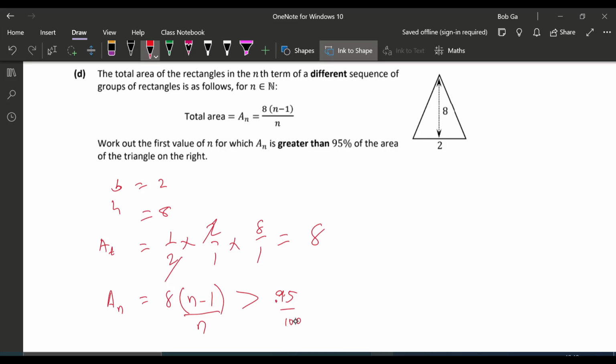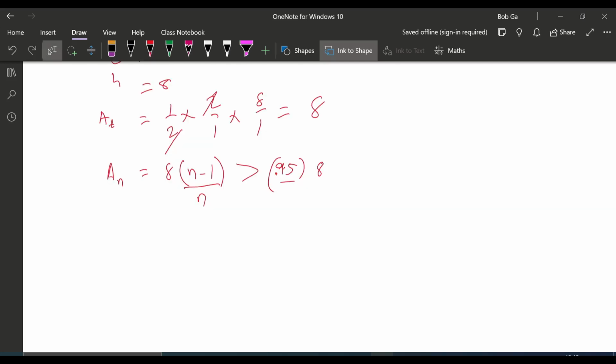So 0.95 of 8, because the area of the triangle is 8. That is 95% of 8, which is 95 times 8. We can just write it like that. Of course, this is the operator sign here. If we divide both sides by 8, the 8 will cancel, and we'll be left with (n minus 1) over n is greater than 0.95.